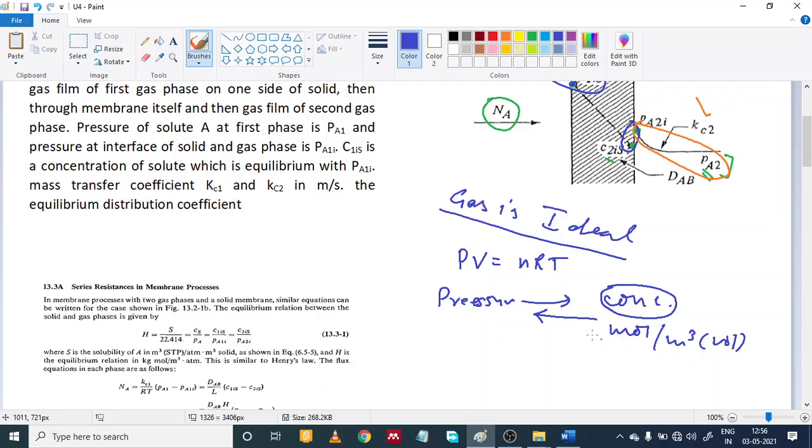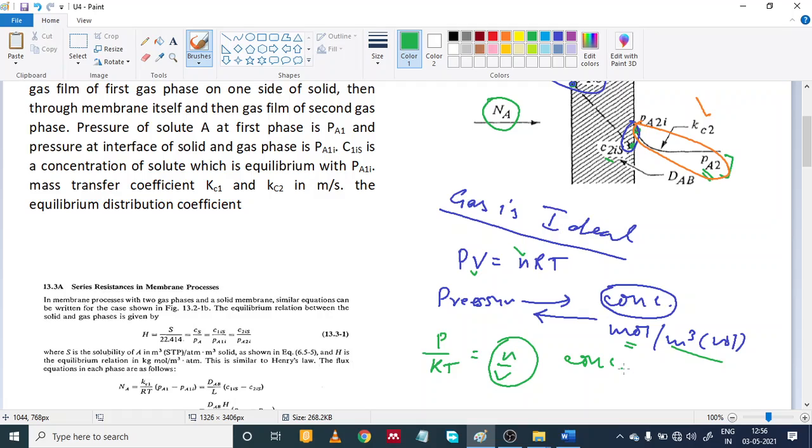So how can we represent this, because all these things are available here. Moles is represented by n, and meter cube, that is volume, is represented by V. So in fact the concentration term is available in this equation. If I say P upon RT is equal to n upon V, then n upon V is nothing but the concentration term. That is very important to understand here.